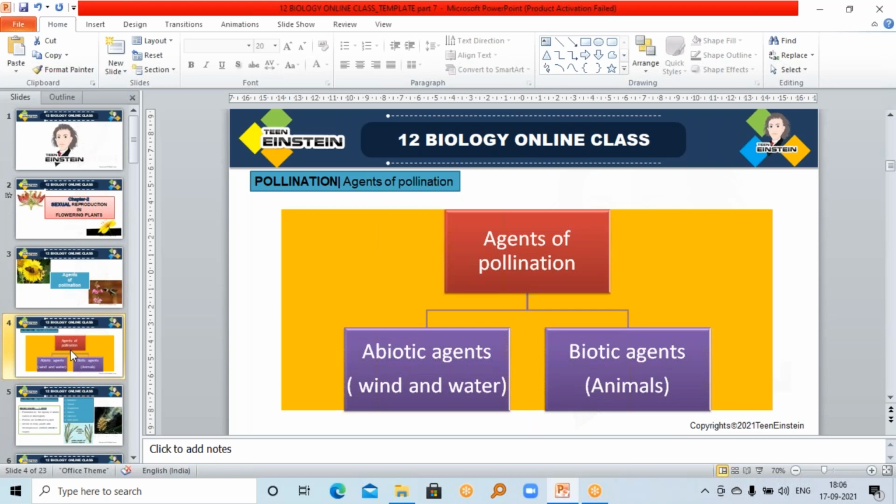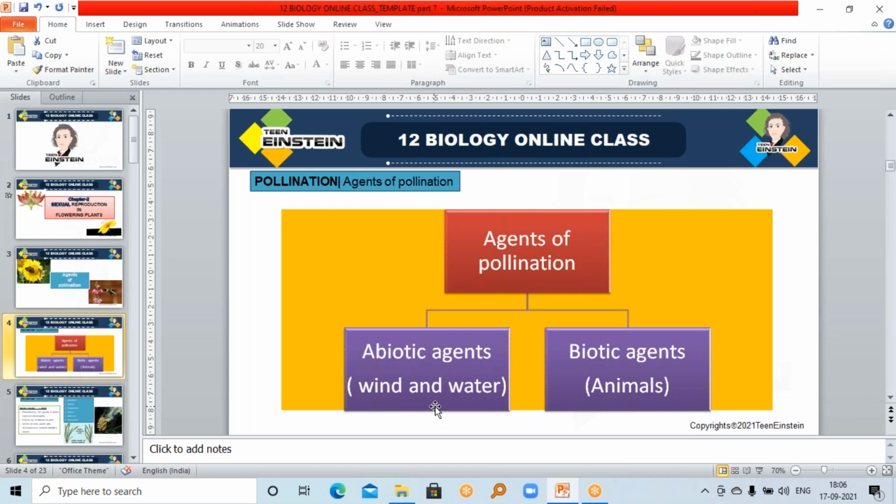Mainly, plants use two types of agents to achieve pollination. Which are the two types of agents? The first one is abiotic agents and the second one is biotic agents. Abiotic agents means wind and water. Wind and water come under abiotic agents.